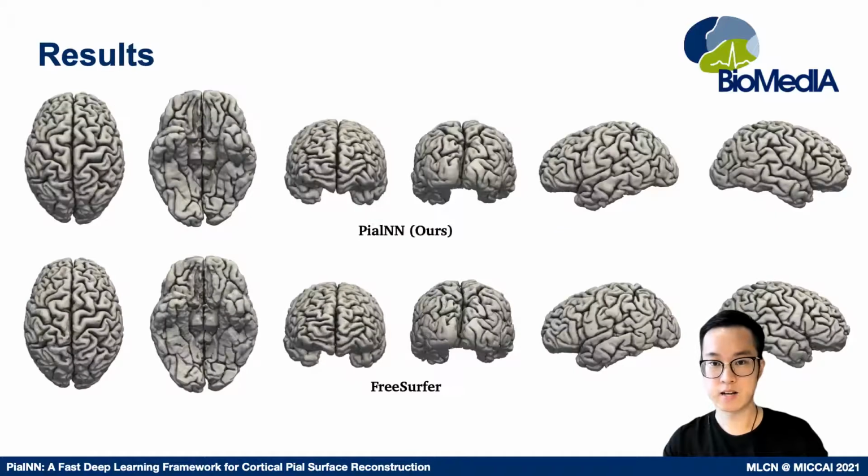So these are the results of the experiments. The top figures are the predicted pial surfaces, and the bottom ones are the results of FreeSurfer. We can see that the PialNN results are very similar to FreeSurfer and even have a better mesh quality.